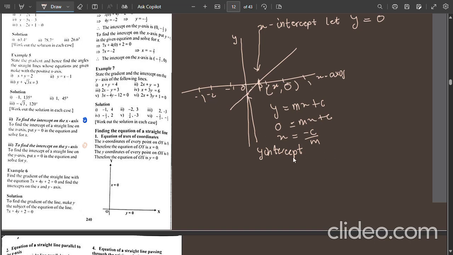So it means that at the y-intercept, let's call that C, our x will be 0 and then our y will be a value. How do we find this y? The same thing. At y-intercept, let x be 0, because x will definitely be 0. Then you make y the subject, then you get your answer. So let's try an example.